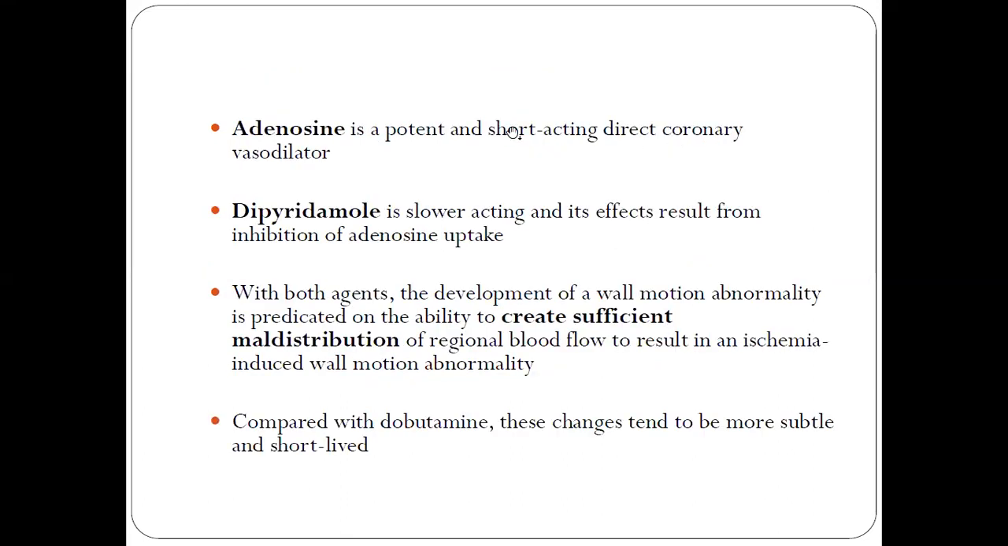Adenosine is a potent and short-acting direct coronary vasodilator. Dipyridamole is slower acting, and its effect results from inhibition of adenosine uptake. With both agents, the development of a wall motion abnormality is predicated on the ability to create sufficient maldistribution. Compared to dobutamine, these changes tend to be more subtle and short-lived.